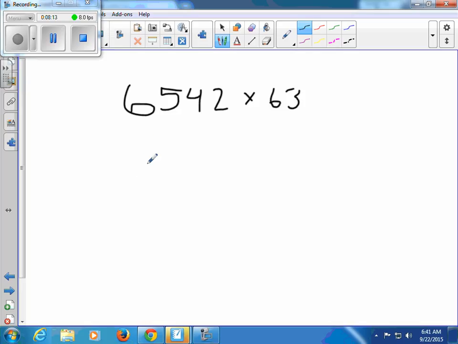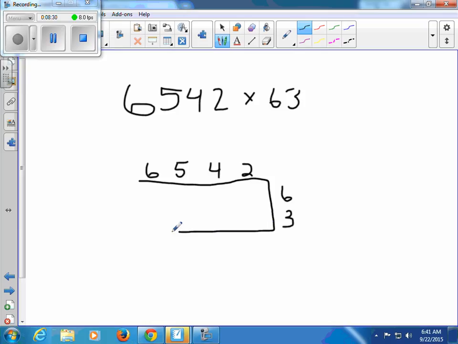All right, so I'm going to separate this out. So 6, 5, 4, 2. And then I'm going to do my 63 over here. I'll make my box. Now my 6's have a column, my 5's have a column, my 2 has a column. And then I'm going to draw in my diagonals.